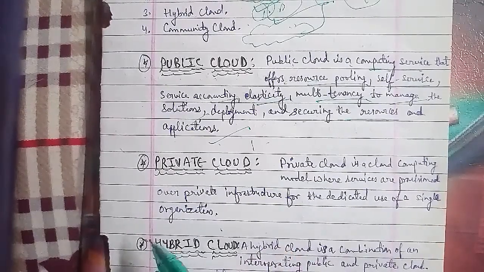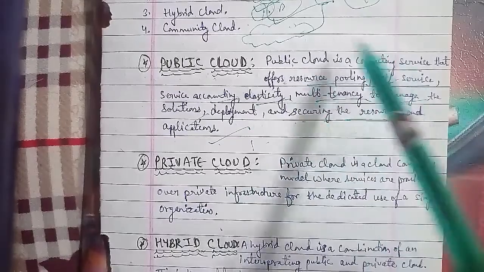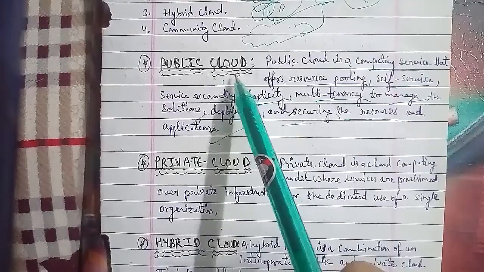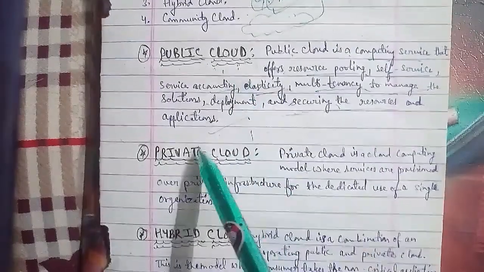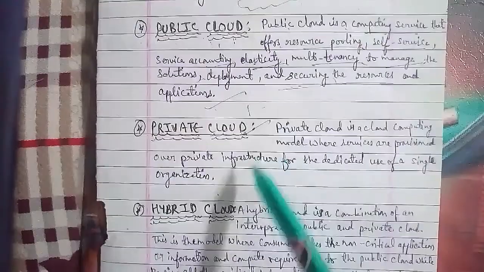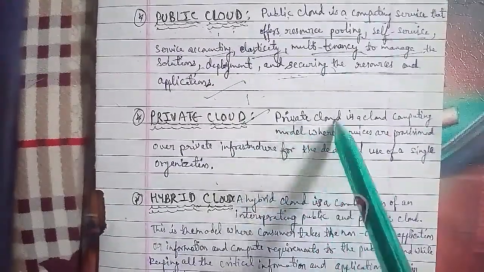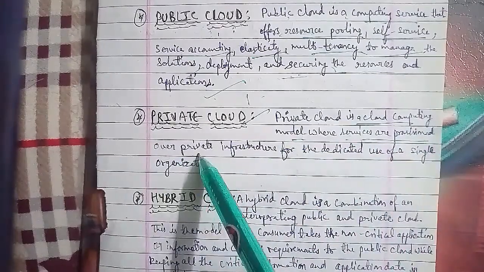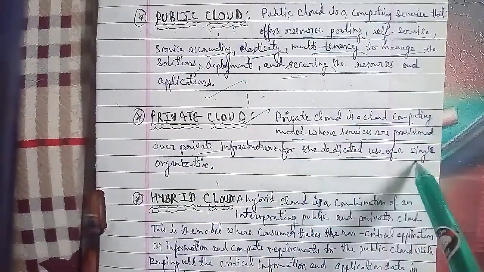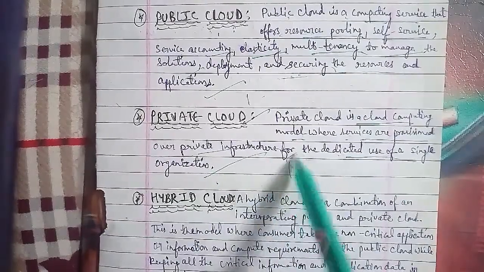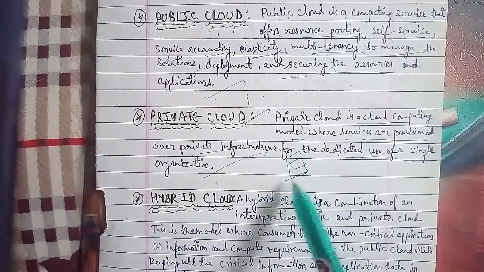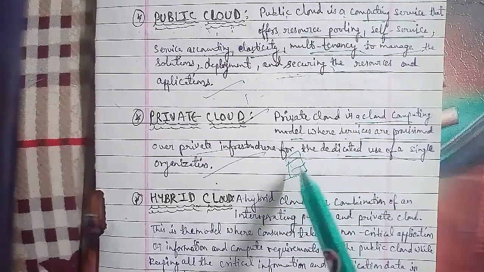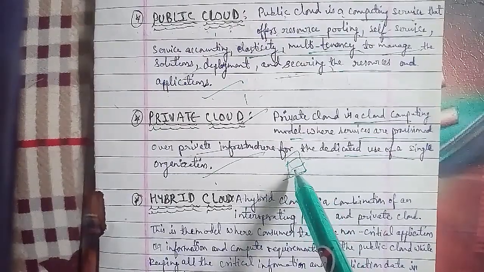Now moving on to the next one that we have here, your private cloud. With reference to the private cloud, private cloud is a cloud computing model where services are provisioned over private infrastructure for the dedicated use of a single organization. For a single organization, the private infrastructure has been dedicated. Private cloud is that computing model where services are provisioned over the private infrastructure that has been given by the private cloud computing.